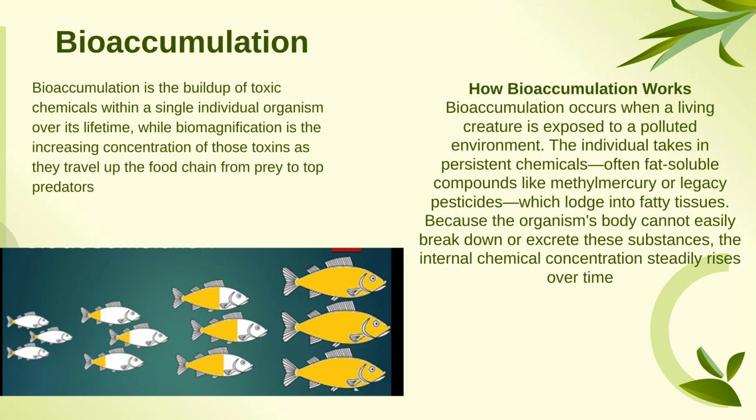This individual takes in persistent chemicals, often fat soluble compounds like methyl mercury or some pesticides, which get lodged and converted into fatty tissues. Because the organism's body cannot easily break down or excrete these substances, the internal chemical concentration steadily rises over time. So this cannot be thrown out of the body. If you had consumed only 10 grams, it gradually increases to nearly 1 kg. This is an example of bioaccumulation.